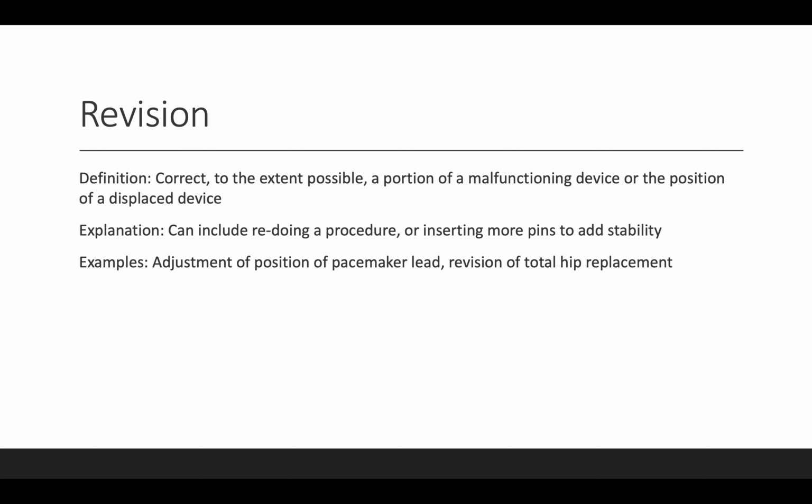Next, root operation, revision. Definition: correct to the extent possible a portion of the malfunctioning device or the position of a displaced device. Explanation: can include redoing a procedure or inserting more pins to add stability. Examples: adjustment of a position for a pacemaker lead, revision of a total hip replacement. So revision means that a replacement was already done before and an adjustment needed to be made.